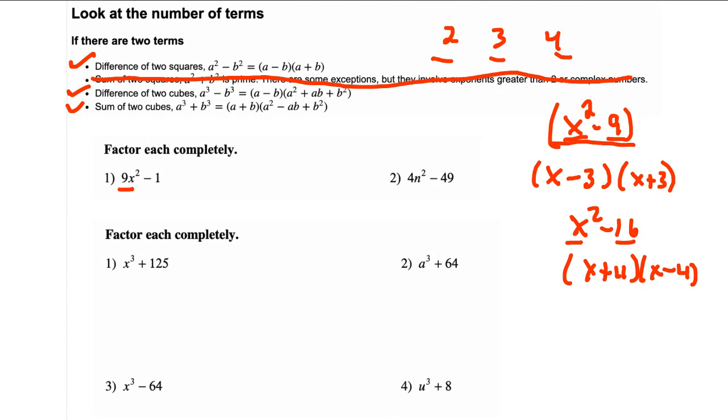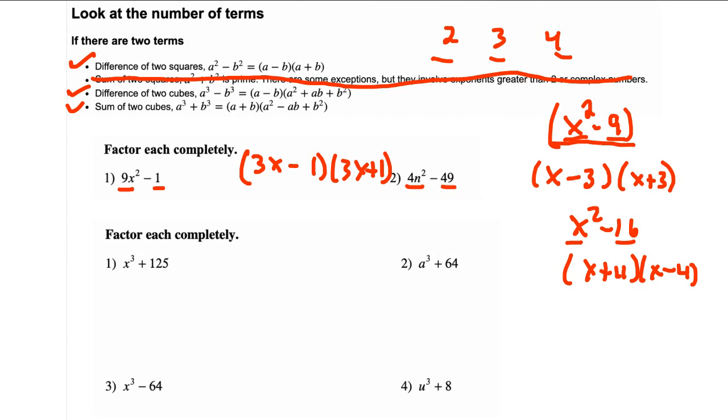Is this a perfect square? Is this a perfect square? And the answer is yes on both terms. What is the square root of 9x squared? It's 3x. What is the square root of 1? It's 1. So once you know that, then it's super easy. It's just going to be 3x minus 1, 3x plus 1. Difference of two squares.